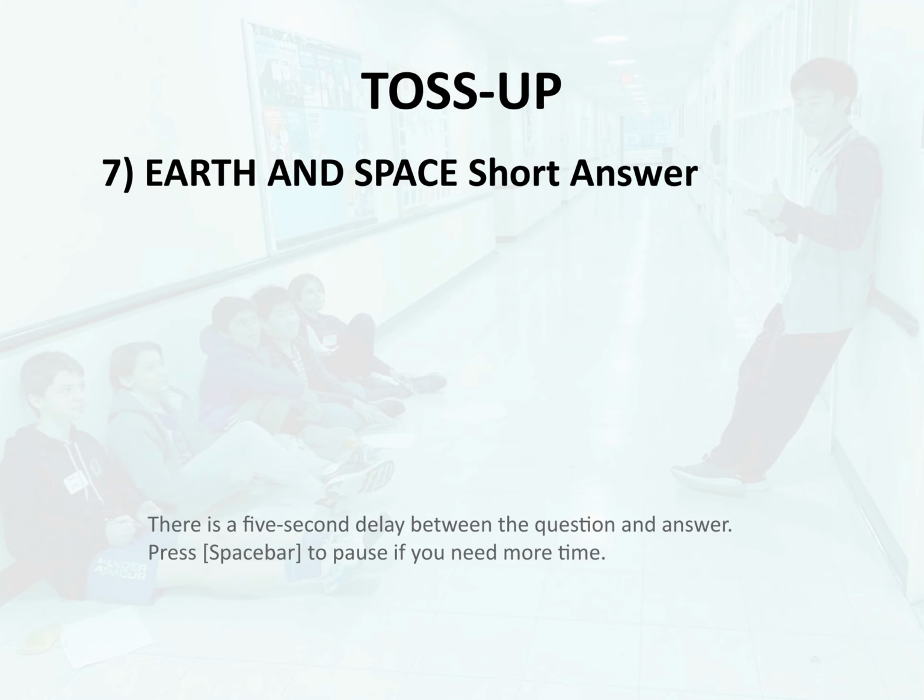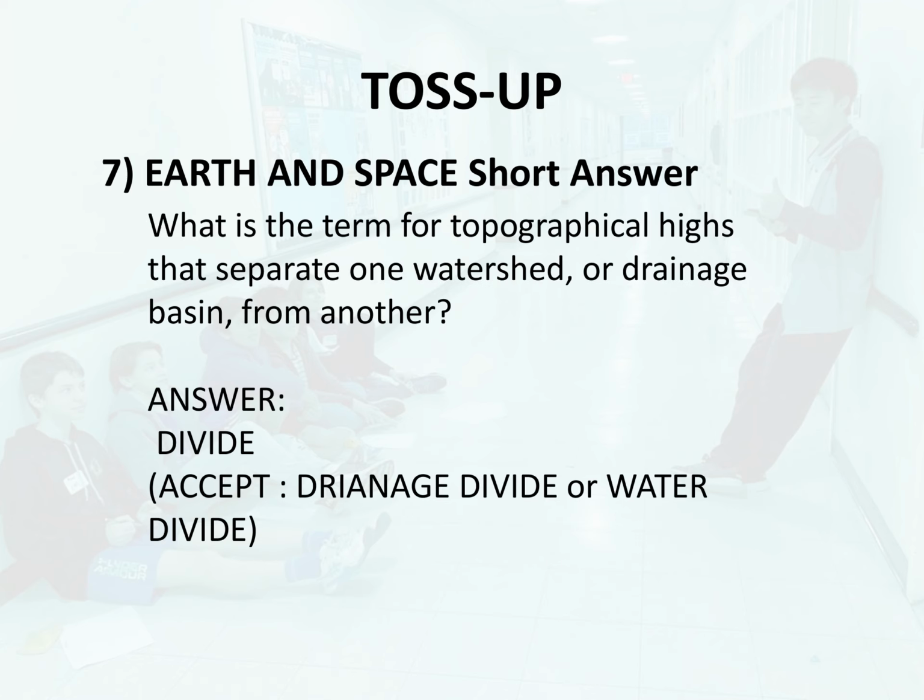Toss-up 7. Earth and space. Short answer. What is the term for topographical highs that separate one watershed, or drainage basin, from another? Answer: divide.